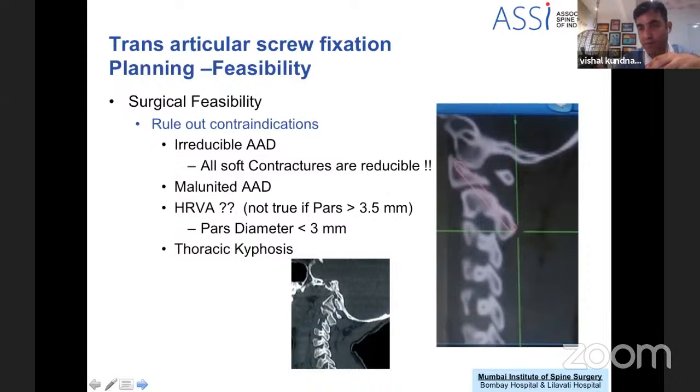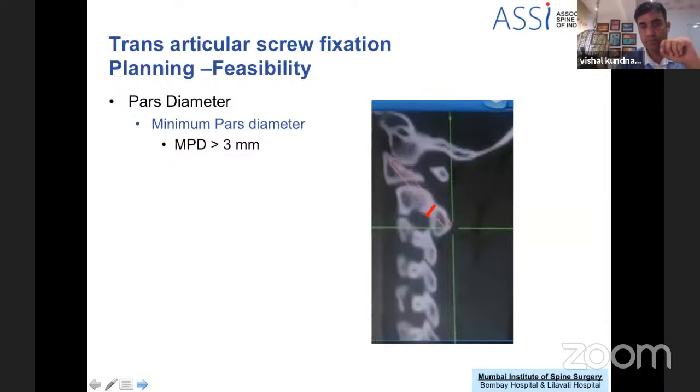Presence of thoracic kyphosis, again, means you will not be able to get a good trajectory, and that's why all these things have to be ruled out to check the feasibility of doing a transarticular screw. And this is what I mean: if the minimum pars diameter is more than 3 millimeters, even in an anomalous vertebral artery, you'll easily be able to get a good transarticular screw, because not only is there elastic expansion of the pars, but also a 3 millimeter screw can easily be passed into a 3 millimeter pars.